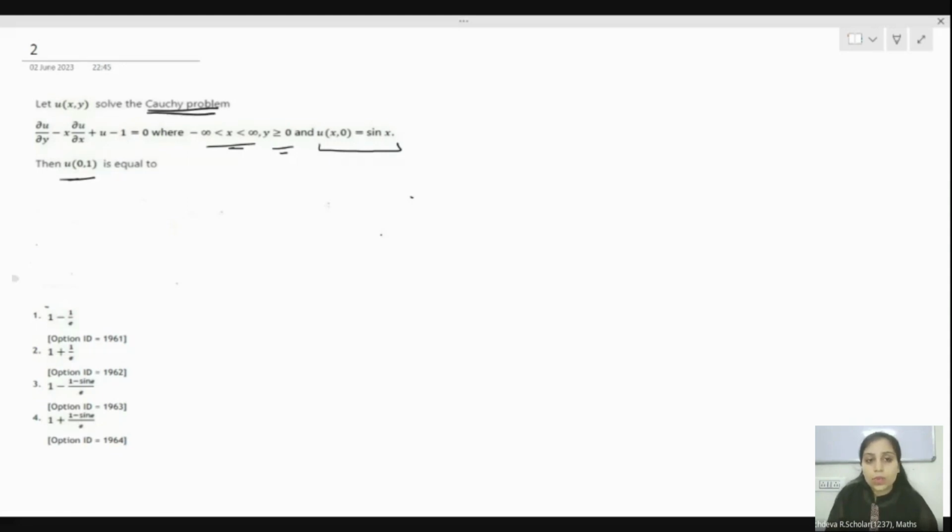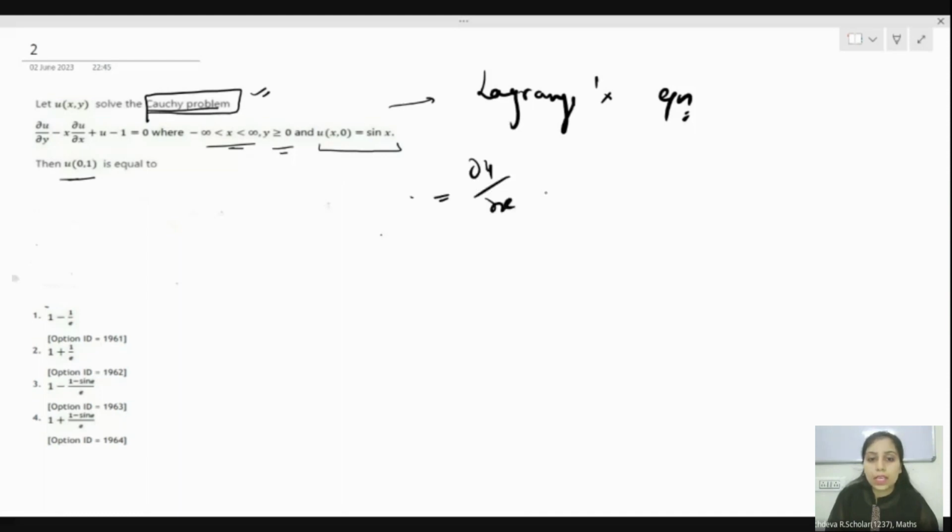So there are so many questions in previous year problems based on this Cauchy problem. In these types of problems, we first write the Lagrange equation, then we solve further. First of all, in a Cauchy problem, we generally have an equation of the form a ∂u/∂x plus b ∂u/∂y is equal to some other function of u.